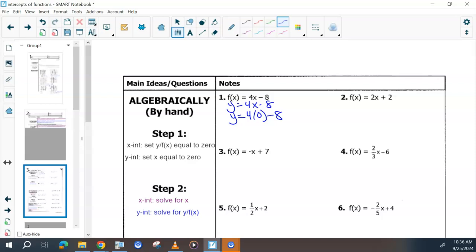0 times 4 would give me what number? 0. And then 0 minus 8 would just be negative 8. I'm going to write that up here. But I want to write that as an ordered pair. What would that ordered pair look like?